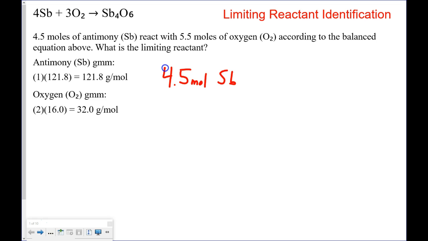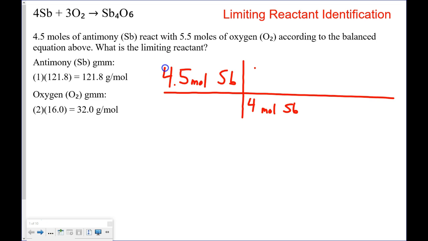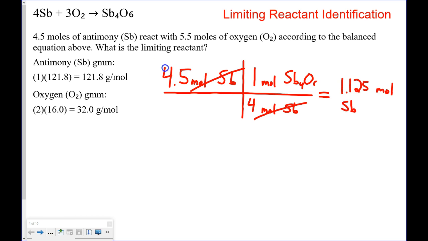So let's start first with the antimony. So 4.5 moles of antimony, and here's where I need to actually use my mole ratio. I can see 4 moles of antimony is going to react with 1 mole of antimony oxide here. So I'm going to put that ratio 4 to 1. You'll notice that my moles of antimony above and below are going to cancel out, leaving me with just moles of antimony oxide. End result of this is going to be 1.125 moles of antimony oxide. This alone doesn't tell us anything.